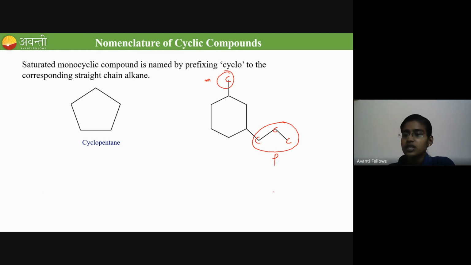Now, what is the first rule? The first rule is finding the parent chain. Here we cannot find the parent chain because it is a cyclic system. So the second rule is giving numbers. How will you number? Clockwise or anti-clockwise? If I'm going clockwise, I will start from here: 1, 2, and 3, right? So the substituent attached carbons are getting numbers 1 and 3. 1 plus 3 is 4. So this number I am getting.